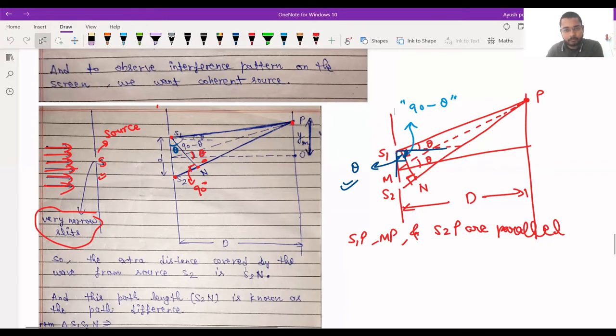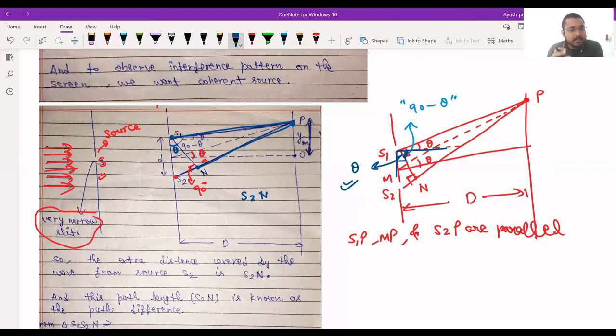Okay, fine. Now let's see if I have drawn this perpendicular S1N. You can see this S1P and NP distance are almost the same, right? So the ray coming from source S2 is traveling an extra distance S2N. Because I have drawn a perpendicular, you can see from the diagram and from intuition that S1P and NP are almost the same. So the ray from source S2 has traveled an extra distance S2N.